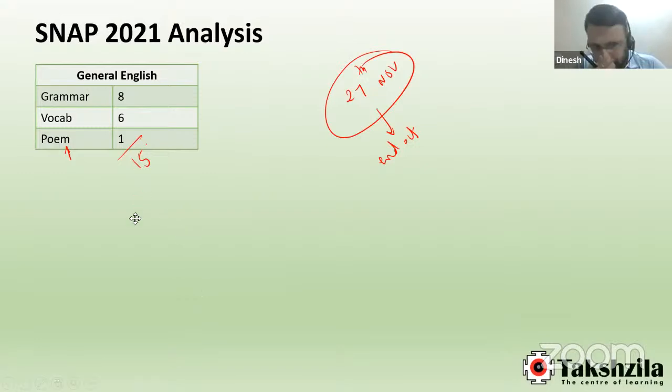After this, yes, Palak, you need to solve as many mocks as possible. So what I suggest is 7 to 8 mocks of SNAP and 7 to 8 mocks for NMAT for speed building.